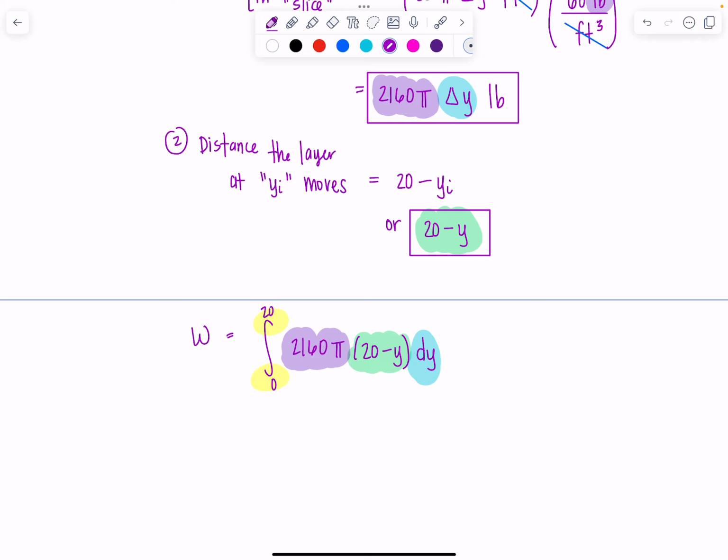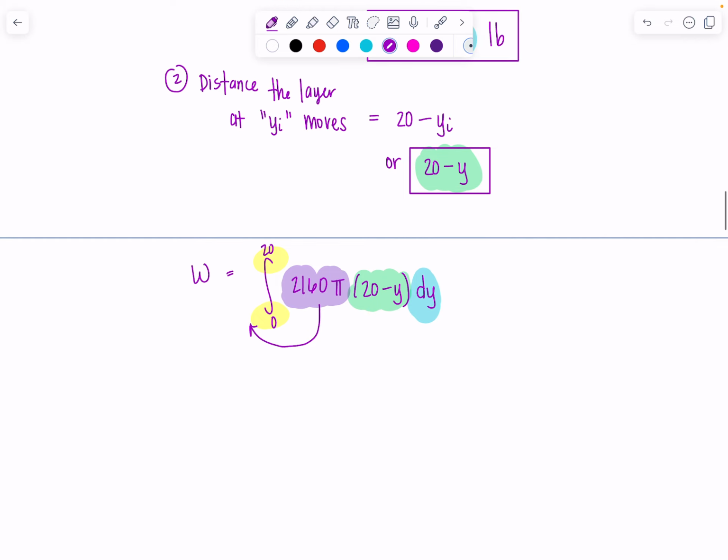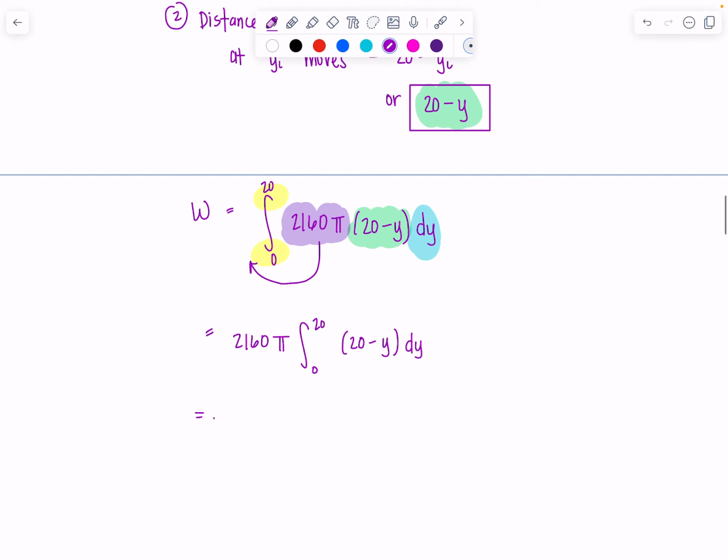Boom. Okay, how are we doing? Now, as far as integrating, I always encourage my students, if there's some random constant, take it outside the integral. That way you can just focus on the calculus and not be intimidated by these large numbers. 20 minus y dy. Don't you feel instantly better? I do. Okay, keep that 2160 pi out there.